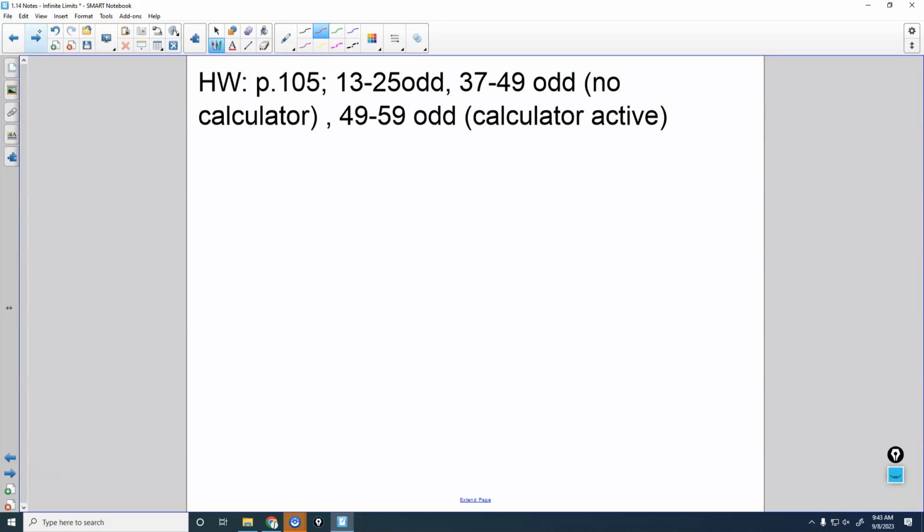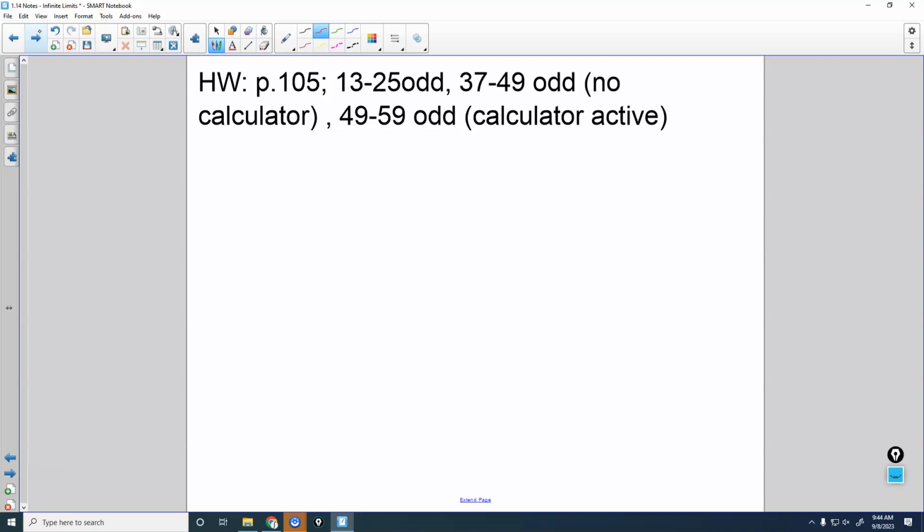Okay, so let me look at the book real quick and make sure this is what I want. 105. Let me see. Okay, this is fine.